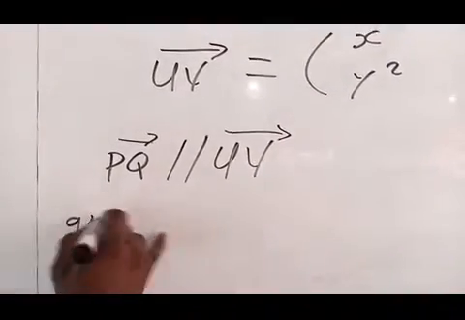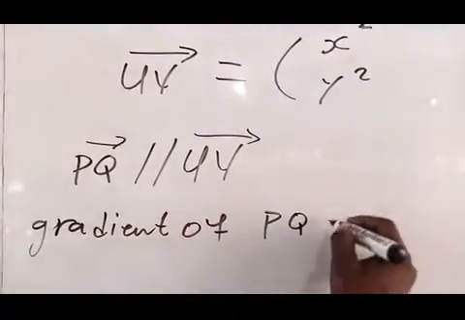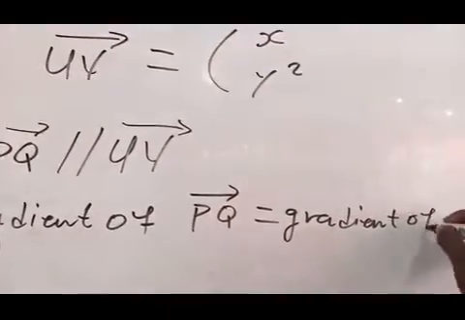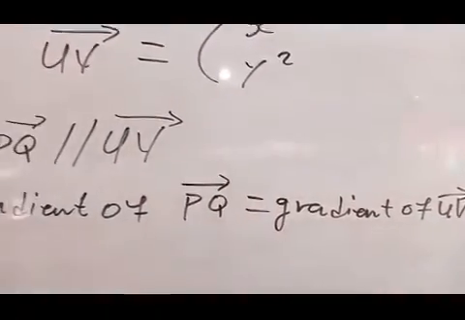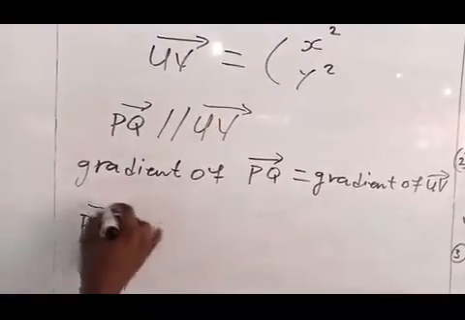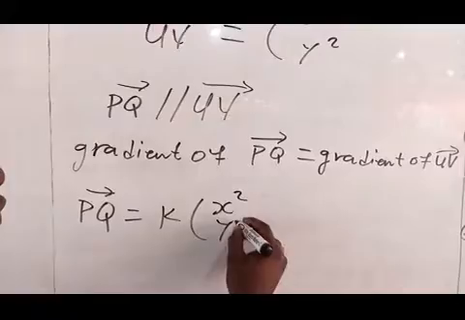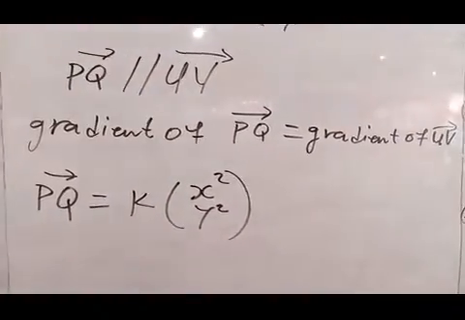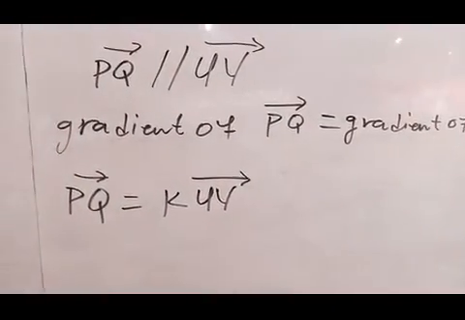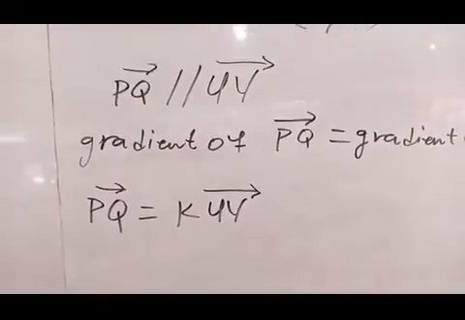So gradient of pq is equal to gradient of uv. In other words, you can say that pq is equal to a scalar multiple of uv. And it's as simple as that. It's a very simple scenario, very simple process, very simple method.